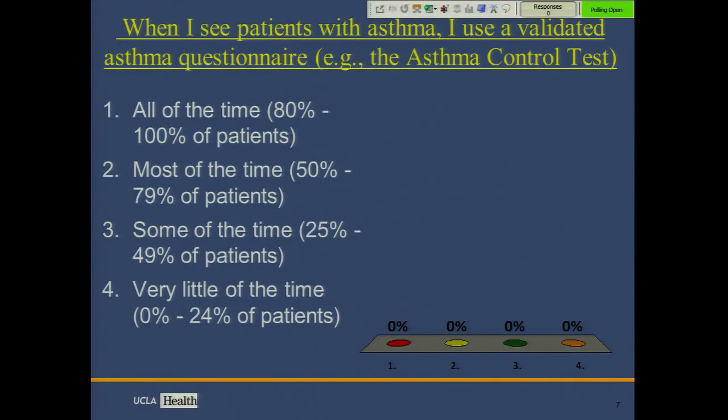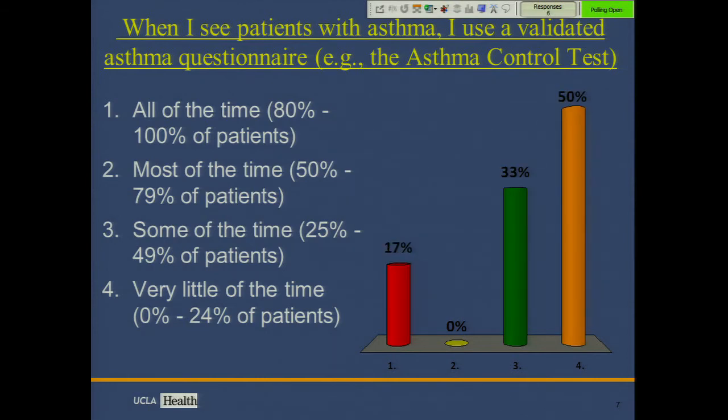Okay, just a couple questions left. When I see patients with asthma, I use a validated asthma questionnaire, such as the Asthma Control Test: all of the time, most of the time, some of the time, or very little of the time. Great. So maybe those of you who use it all of the time could come up and join me at the end, and we can talk about strategies for how you're successfully doing that. That's certainly what I would encourage, and we'll talk about some ways to make that possible. For those of you who are not doing it as much, hopefully this is an opportunity to reconsider that and think about ways of incorporating this into your practice management.